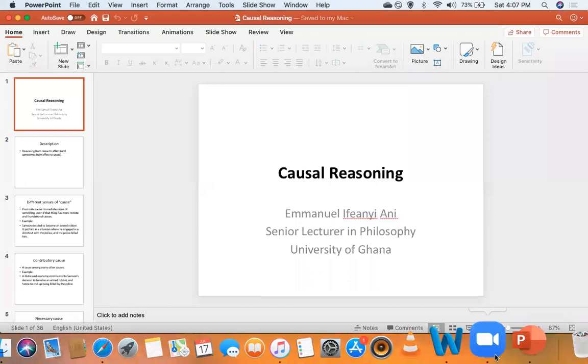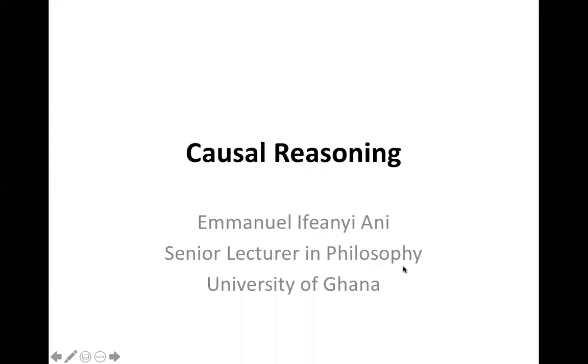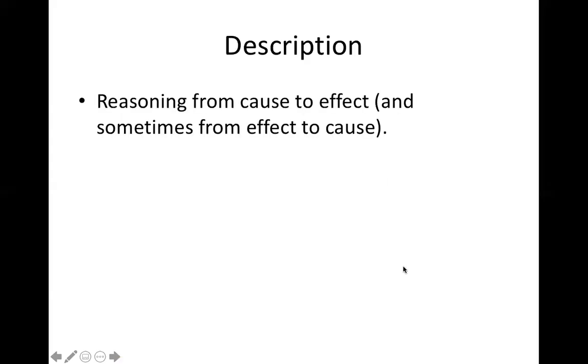Today we're looking at causal reasoning. During our class on deductive reasoning, I had mentioned that causal reasoning is a kind of inductive reasoning. But causal reasoning is a special kind of inductive reasoning that involves reasoning from cause to effect and sometimes from effect to cause.